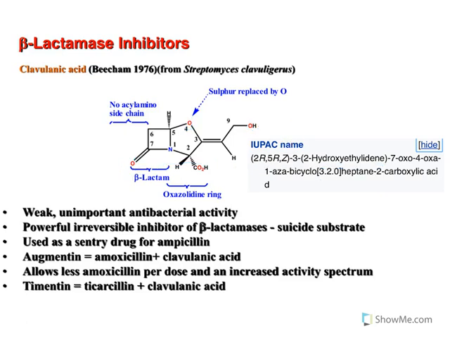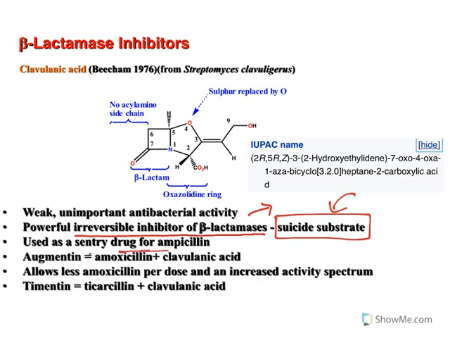Now look at the important features of this drug. So it has got a weak but unimportant antibacterial activity. It is a powerful irreversible inhibitor of beta-lactamase. They are known as suicide substrates. They bind with the enzyme and inhibit the function of that enzyme, and it's a kind of committing suicide. They bind with the enzyme, they themselves will break down, but the enzyme is irreversibly inactivated.